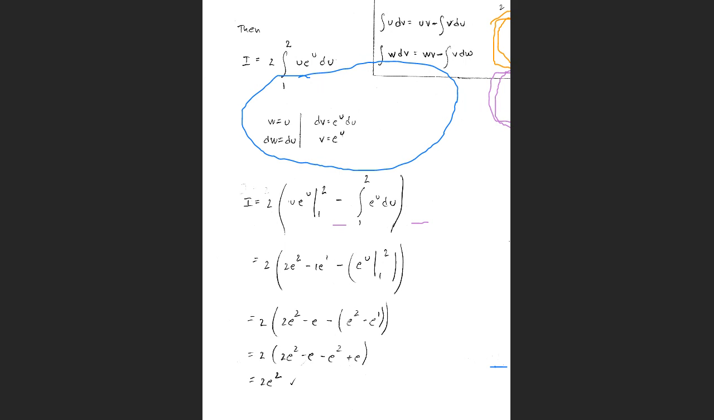Okay, so it turns out then that the integral from 1 to 4, hold on here, try this again. The integral from 1 to 4 of e to the square root of x dx equals 2 times e squared.